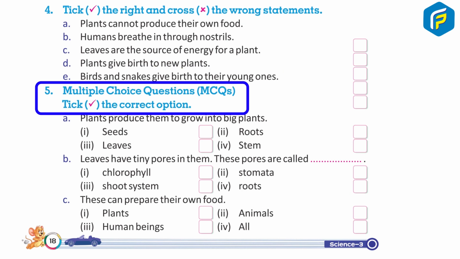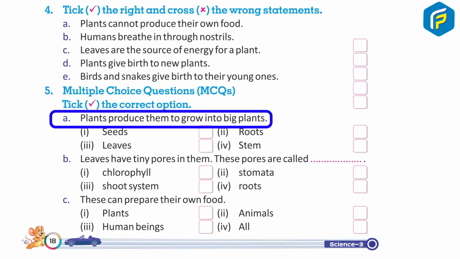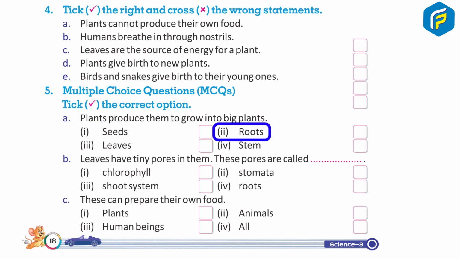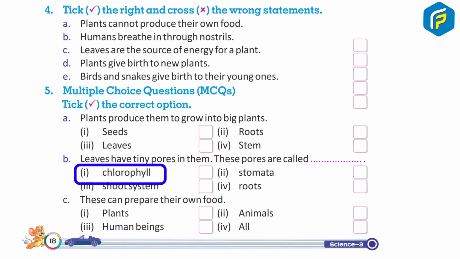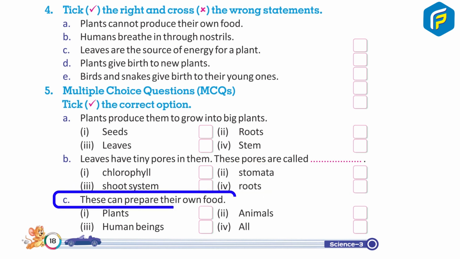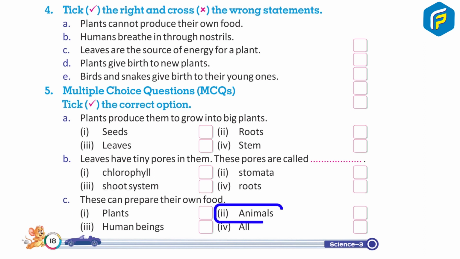5. Multiple choice questions. Choose the correct option. A. Plants produce them to grow into big plants. 1. Seeds, 2. Roots, 3. Leaves, 4. Stem. B. Leaves have tiny pores in them. These pores are called dash. 1. Chlorophyll, 2. Stomata, 3. Shoot, stem, 4. Roots. C. These can prepare their own food. 1. Plants, 2. Animals, 3. Human beings, 4. All.